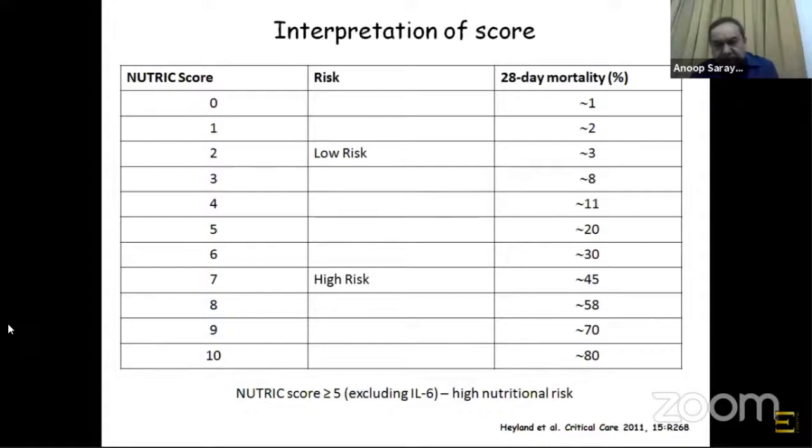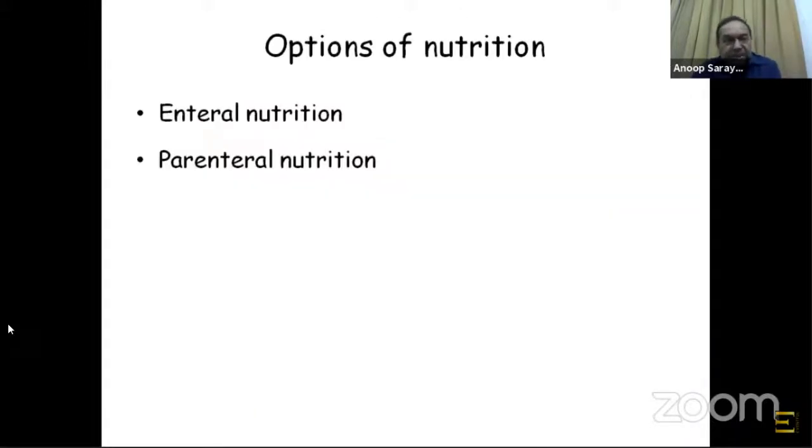This is very important because there are patients who are not at risk initially, but during ICU stay, they may develop risk during hospitalization, and there are patients with chronic disease. They are at risk, so we have to decide beforehand how much nutrition is to be given, because otherwise they will end up with refeeding syndrome. So options are enteral nutrition and parenteral nutrition. As we know, enteral nutrition is always preferred if it is possible to give.